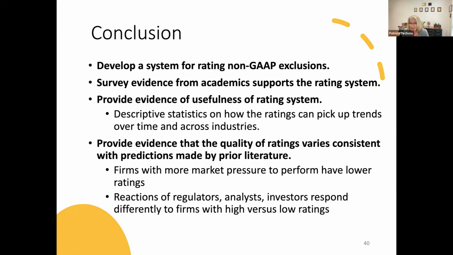So we show how the descriptive statistics can pick up trends over time and across industries, which I didn't include some of those. And then we provide evidence that the quality of the rating varies consistent with predictions made by prior literature. So firms with more market pressure seem to have lower quality ratings, and the regulators, analysts, and investors respond differently to firms with high versus low ratings. So we feel like generally we provided some supportive evidence that our non-GAAP exclusion score is useful. And we hope that it's going to be used by future research for testing other predictions that were raised today by many of the participants. You can see how you can apply it in other situations.